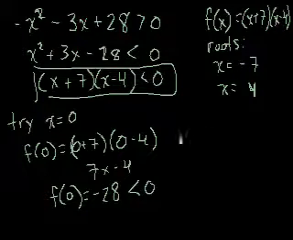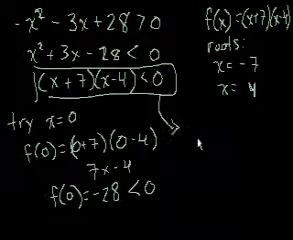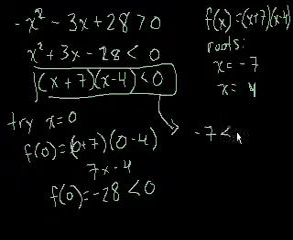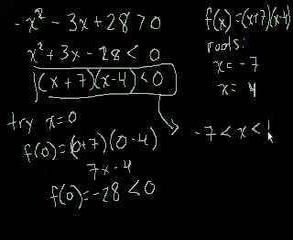So I immediately know that the answer here is all of the x's that are between the two roots. So we could say that the solution to this is minus 7 is less than x, which is less than 4. You could have done it the other way. You could have tried a number that's outside of the roots, either less than minus 7 or greater than 4, and have tried it out.